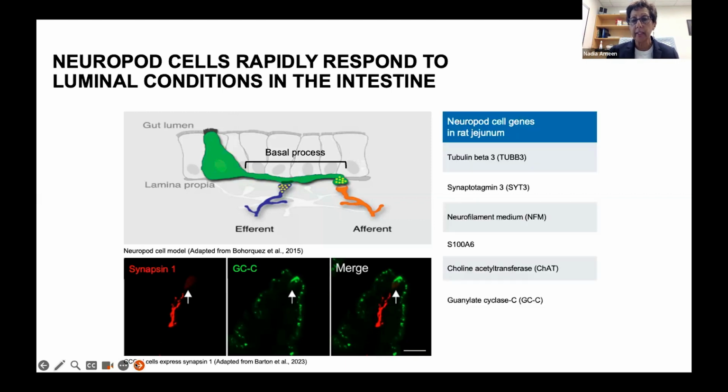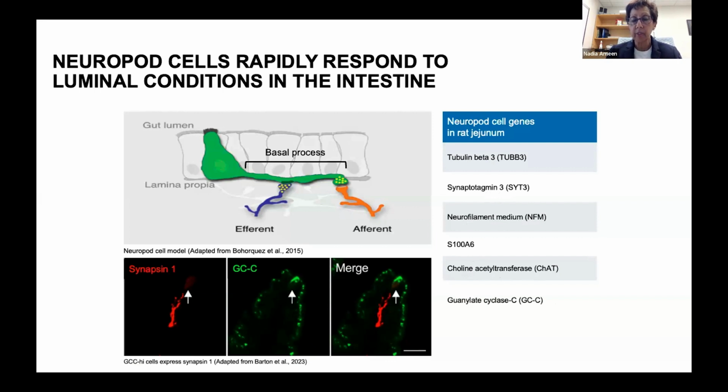And what we found is that, in fact, we did: TUB3, synaptotagmin 3, neurofilament medium, S100A6, choline acetyltransferase or CHAT, and GCC. Now, GCC was identified in neuropod cells last year in a paper in mouse intestine, in the small intestine.